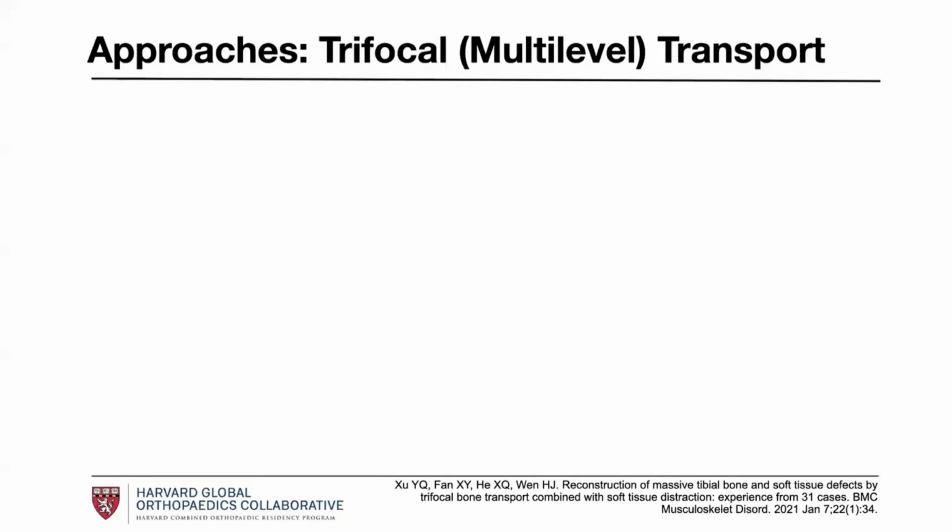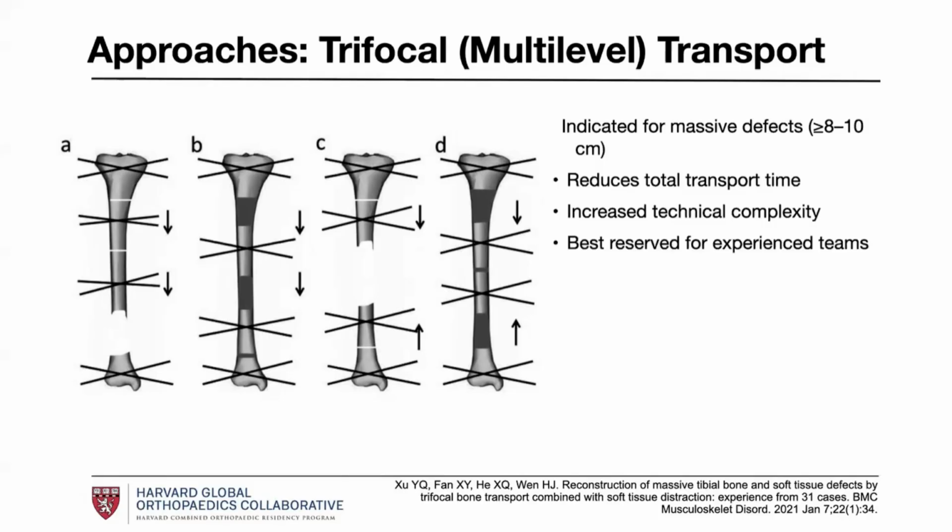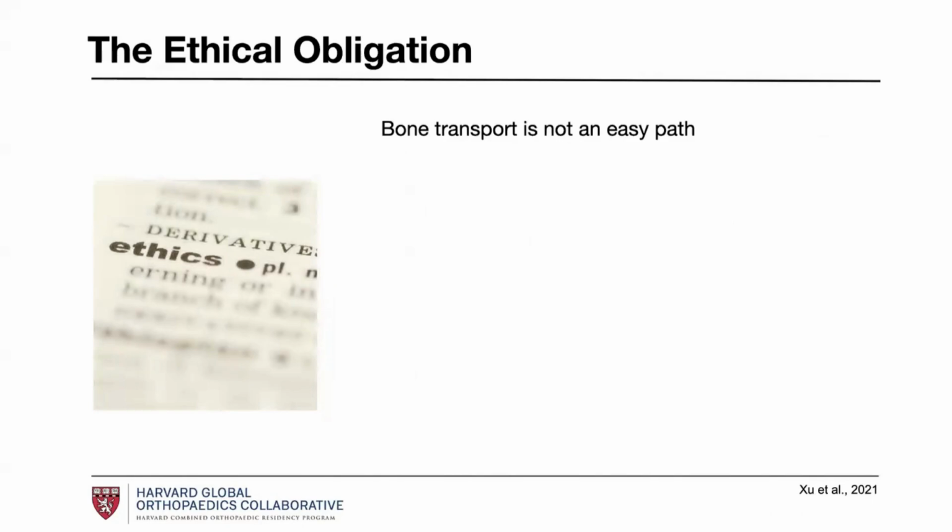And then more advanced concepts, if bone transport is going to be utilized for large defects, you can consider doing the so-called trifocal or multi-level transport, where there are two osteotomies and two separate pieces of bone that are moving through the leg to regenerate that defect. It reduces total transport time. It's very technically complex, and it's best reserved for experienced teams who are familiar with bone transport. This isn't easy. The goals are worthy and highly beneficial, but it's not an easy path.